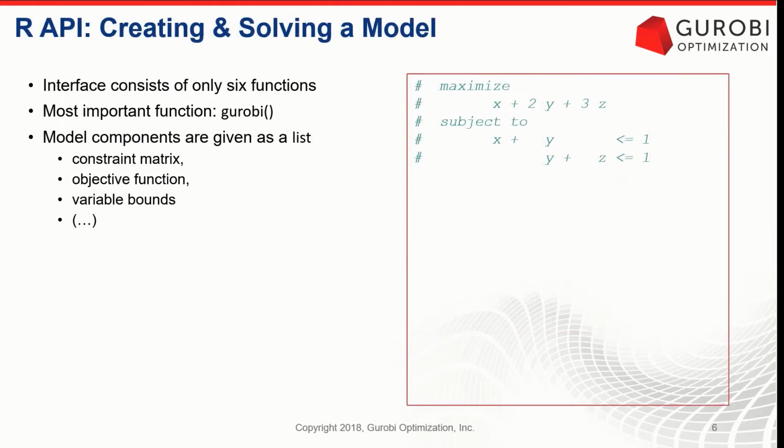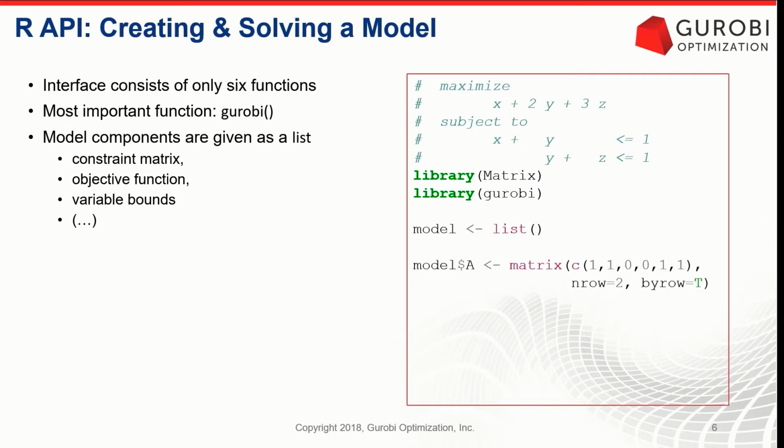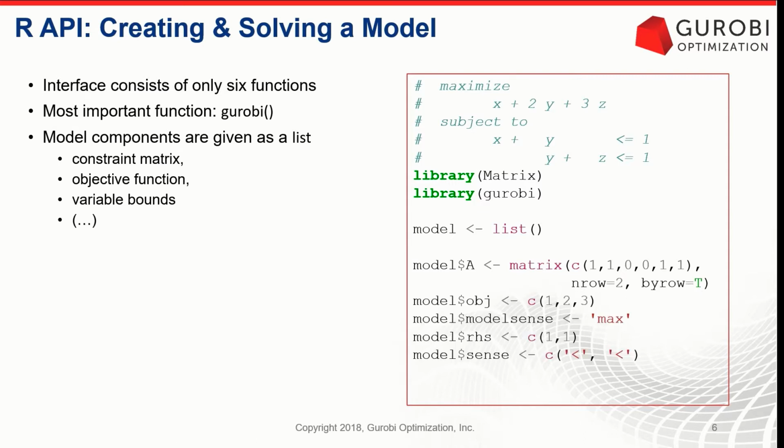Let's turn to the R API now. This interface also has only 6 functions, and the most important one is called gurobi. The model is stored as a list having named components. So for the toy example, this means that after having imported the libraries we need, we create a list for a model. We set the constraint matrix to be exactly the instance matrix above. We set the objective vector, the model sense, the right-hand side and senses, and finally call gurobi to solve.